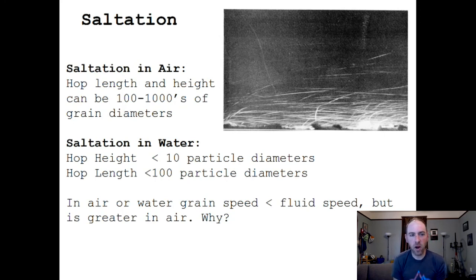Saltating particles in air might have a hop length and height that can be hundreds to thousands of times the diameter of the particle, right? So a grain saltating in air might travel much higher, for example, than one that might saltate in water. In water, the height might only be 10 particle diameters, whereas the length might be only hundreds of particle diameters. So a relatively small trajectory length relative to air systems. Okay.